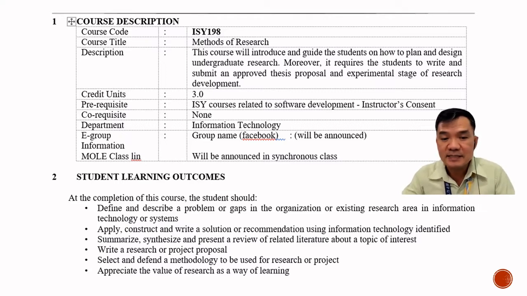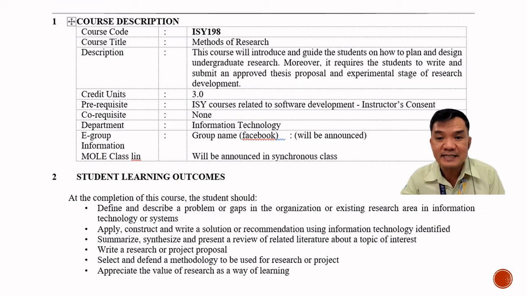Students' learning outcomes, that means at the completion of this course, after you have taken the course, you're expected to define and describe a problem or gaps in an organization or existing research area in information technology or systems. But this is an information systems course, so you might be able to focus on the information system part, meaning problem define. You have to define or describe a problem, which is actually stated as a statement of the problem in your paper.